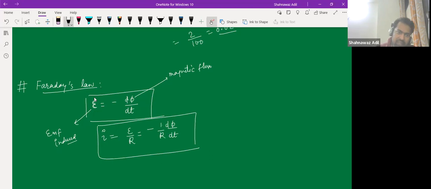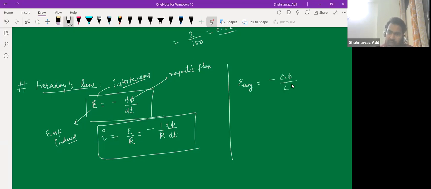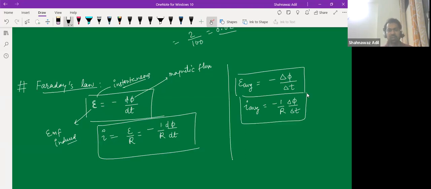These are instantaneous EMF and current. We can also have the average EMF induced, which is minus delta phi by delta t. The average current would be minus 1 by R delta phi by delta t. So this is Faraday's law, and this minus sign is very important, and it tells us about Lenz's law.